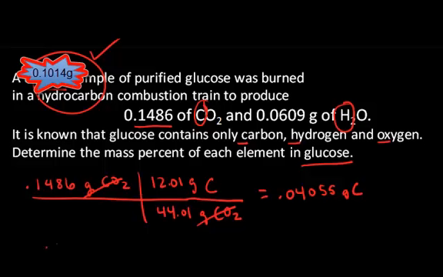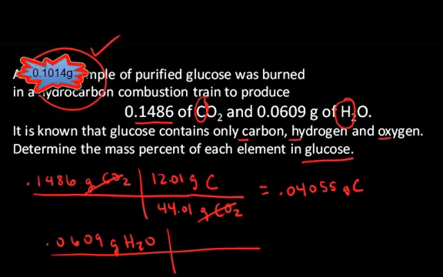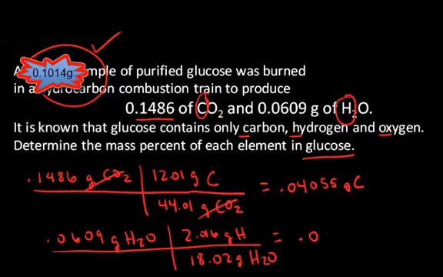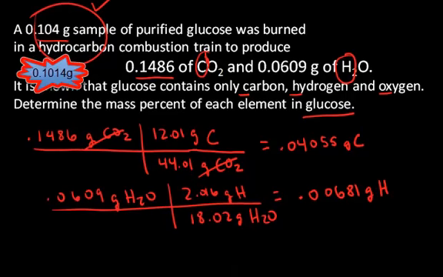Do the same thing for the water. We had 0.0609 grams of water trapped from that combustion train analysis. For every 18.02 grams of water, we have 2.016 grams of hydrogen in it. So that's the mass fraction of hydrogen in the compound water. And that gives us 0.00681 grams of hydrogen. So now we know how much carbon was in the original sample and how much hydrogen was in the original sample.